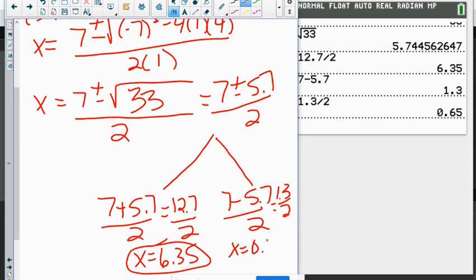Now, if you want to check your answers, remember what we're looking at on a graph is where the y value equals 0. So this would be the answers on the x-axis. You can always check by graphing it using Desmos.